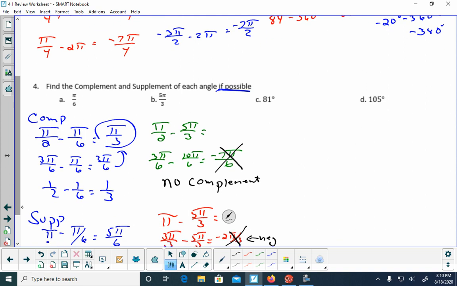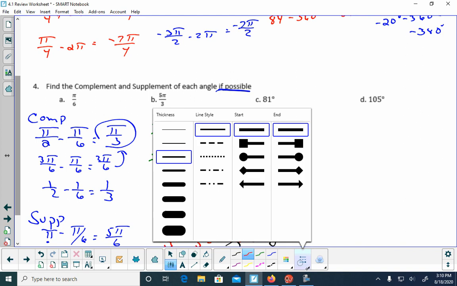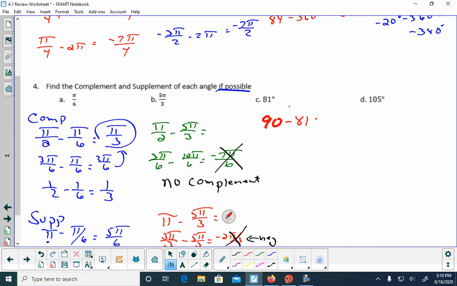Okay, 81 degrees. It's in degrees, so I'm going to take 90 minus 81, and I'm going to get 9 degrees. That's positive, so that's okay. That's my complement. I'm going to take 180 degrees minus 81 degrees, and I'm going to get 99 degrees, and that's going to be my supplement.